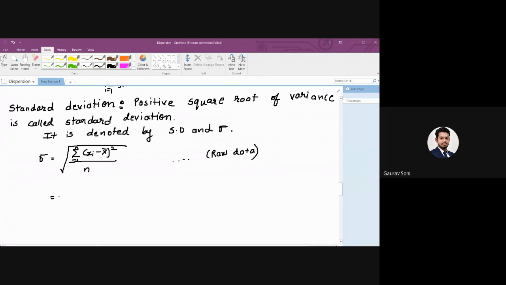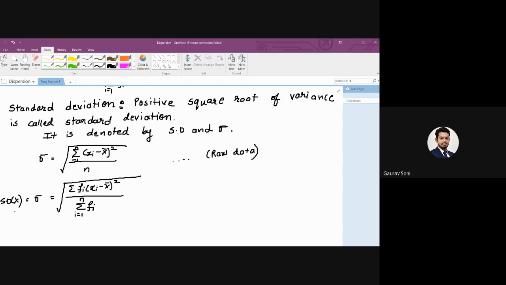Then the other one will be under root summation fi times xi minus x bar whole square upon summation fi, i running from 1 to n. This is for discrete and continuous frequency distribution. This is the standard deviation of x. Okay, these are the basic formulas.